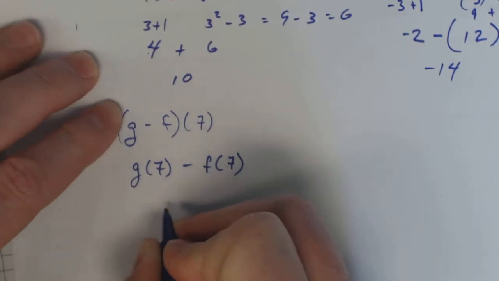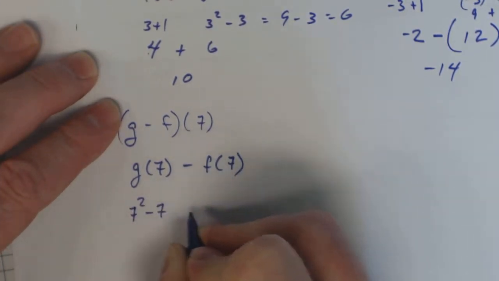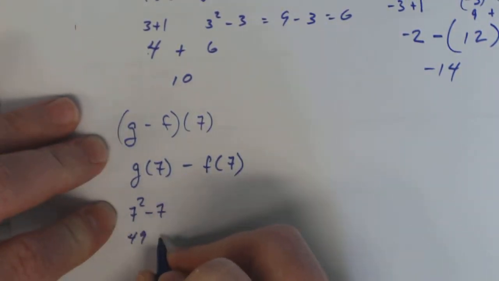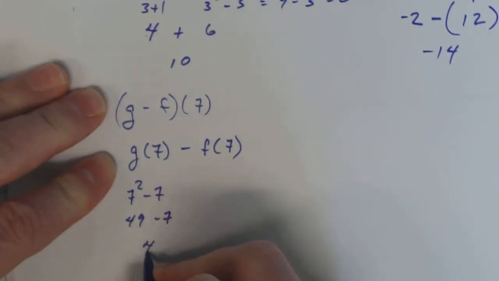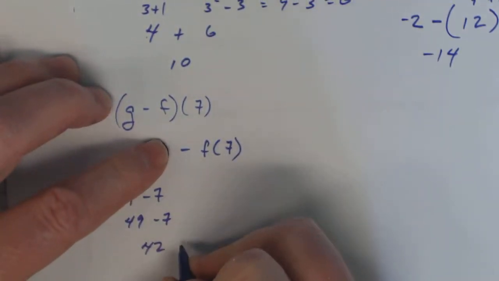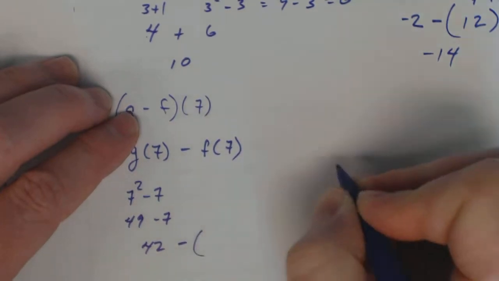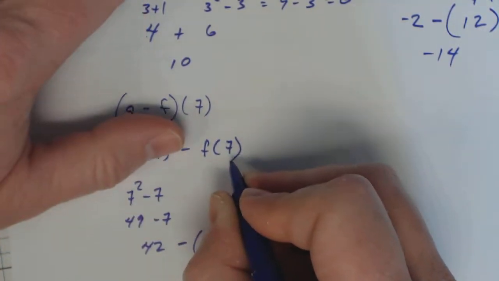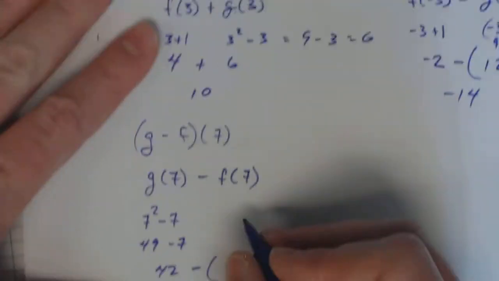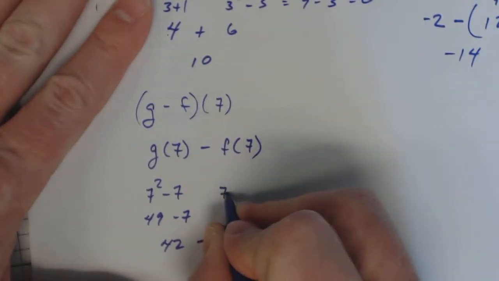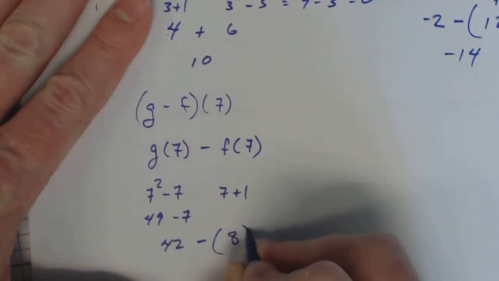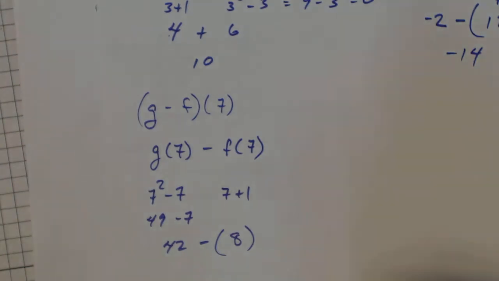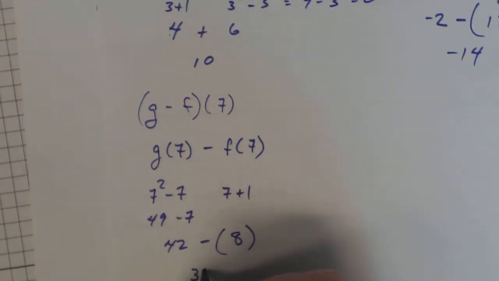So g of 7, that's 7 squared minus 7, which would be 49 minus 7, which is 42, minus, so I might as well put that in parentheses, 7 plus 1, which is 8. So 42 minus 8 would be 34.